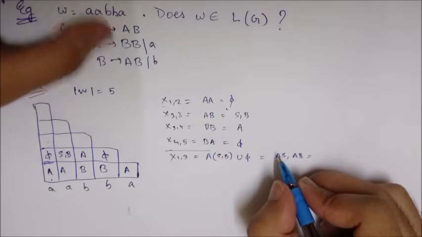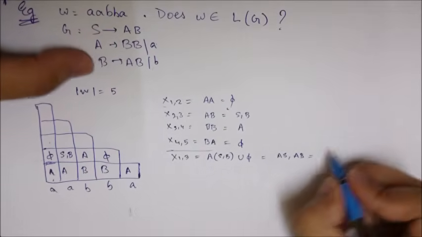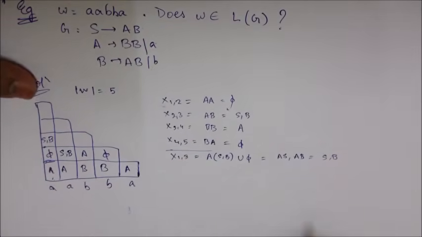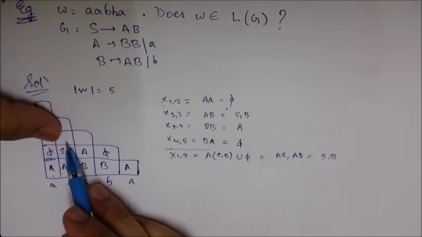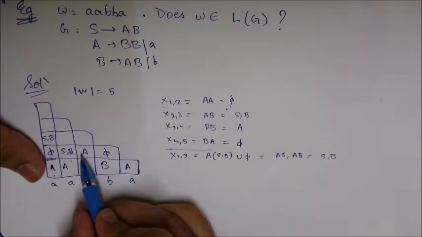Now we check the productions. AS is not there anywhere on the right. AB is there in S as well as B. We update the table SB. Next we calculate this value. Here the two paths will be from A to SB and from A to B.